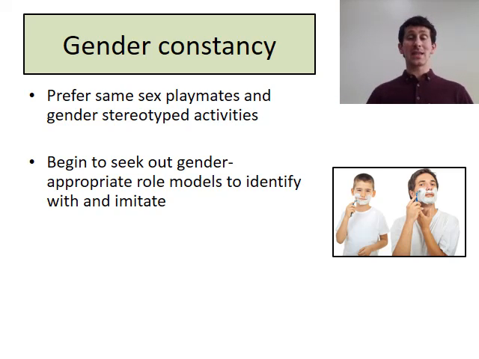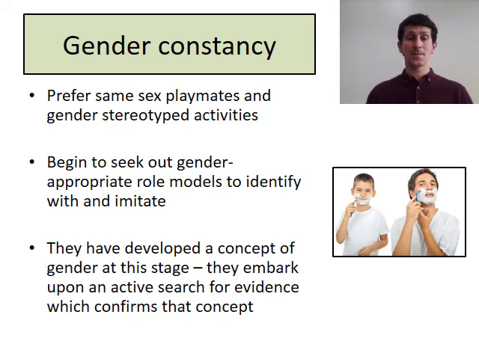And they also begin to seek out gender-appropriate role models and start to identify with them and imitate them. Like this picture on the right, where the boy is clearly copying his dad. He identifies with his dad, he sees the dad as a man, identifies with him, wants to imitate his behaviours. And they've really developed now a concept of gender at this stage.